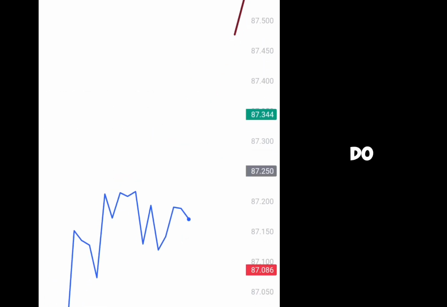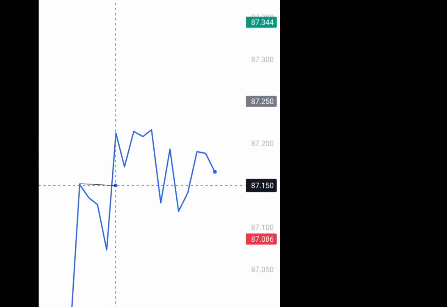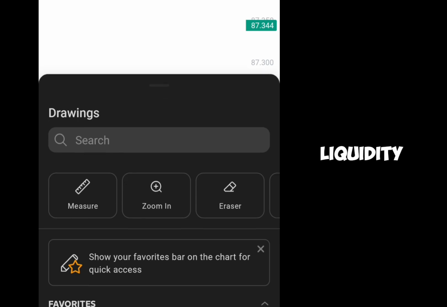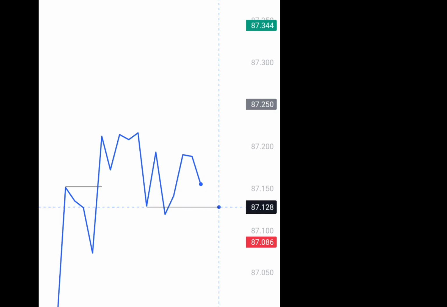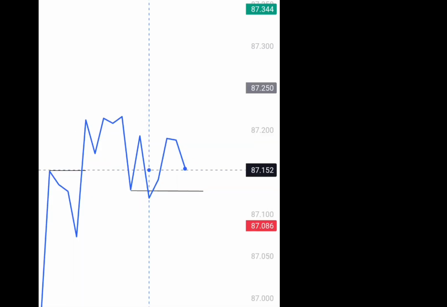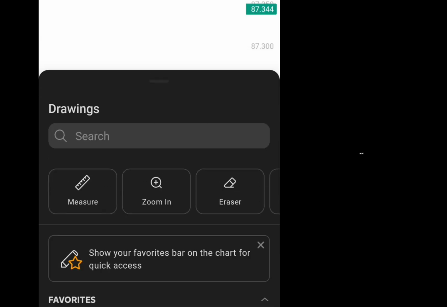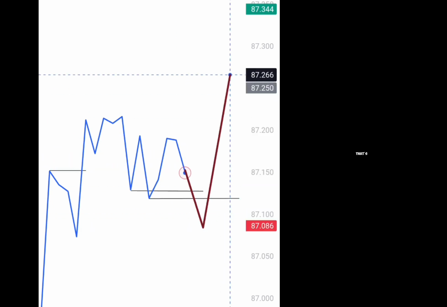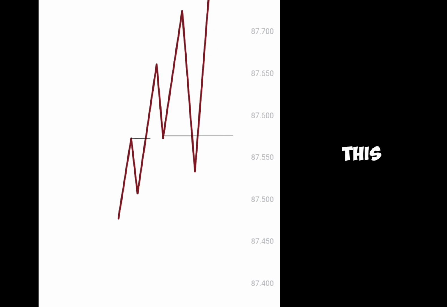So in this case, what do we see here? We see that the market broke structure here. And then we have areas of liquidity resting here. This is liquidity here. Not just that, we also have liquidity resting here. So what am I expecting? I'm expecting the market to get down here, and then go up. That's exactly what I'm waiting for, so that it looks exactly like this.